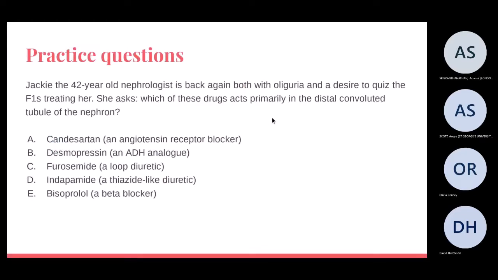Cool. So another practice question. So Jackie, the nephrologist, her head is back again. I think I've swapped around the order of these questions, so apologies. But basically, she wants to quiz the F1s treating her, and she's asking which of these drugs acts primarily in the distal convoluted tubule. I'm very sorry, this is a horrible question, and I will explain it.